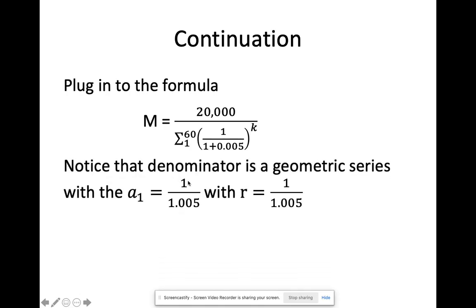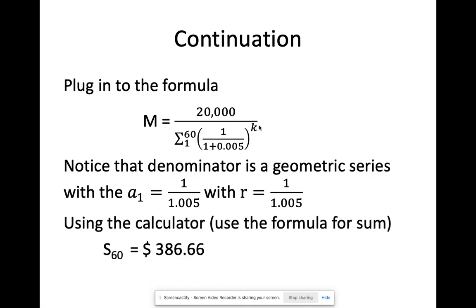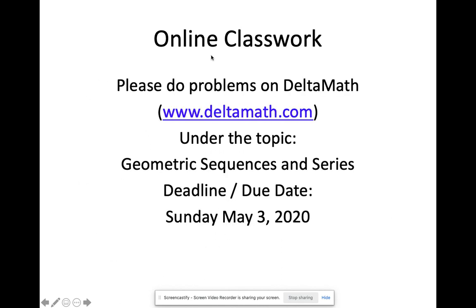So notice this was all obtained by substituting all these numbers in there. Notice that the denominator is a geometric series. What's the first term? It would be 1 over 1.005, with r also 1 over 1.005, because it's this raised to the k, so it's just simply multiplying again and again. So use the calculator, you'll get 386.66, or $386.66.